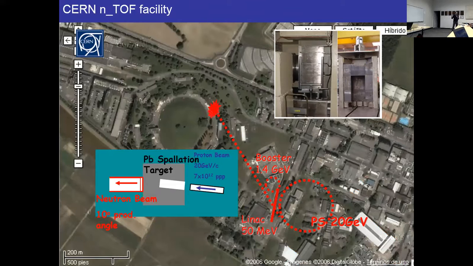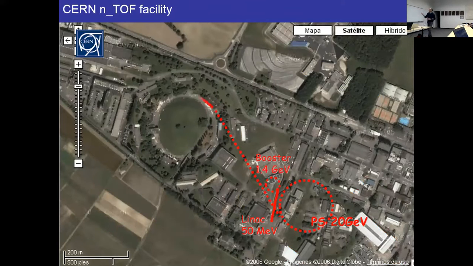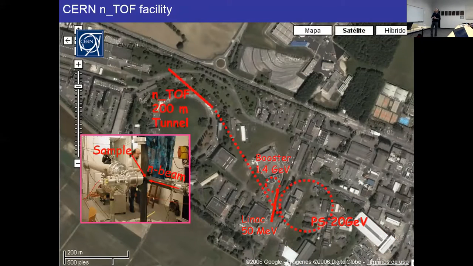That was the sound of the proton beam impinging on the lead block. Then for each incident proton, by means of spallation, you produce 300 neutrons. So you have a huge fluence of neutrons at this place. But since we want to measure the cross-section as a function of the neutron energy, we use the neutrons which fly along a flight path of almost 200 meters. At the end of that flight path, you set your sample and the detectors and you measure the cross-section. I will show you later how we do this.